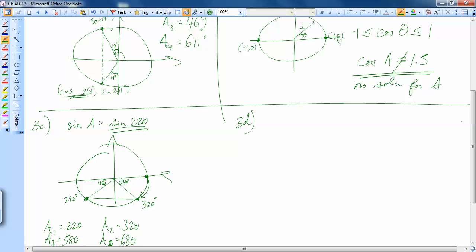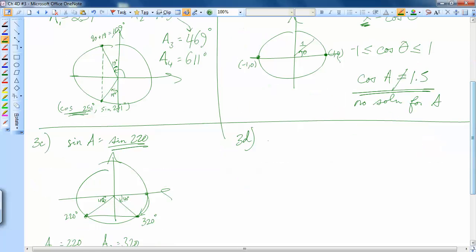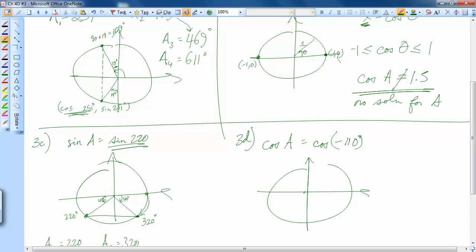Okay, and then 3D says cos A equals cos negative 110. So if we look at negative 110, that would drop us about here. Negative 110. 110 degrees this way. Well, that's the same thing as 360 degrees minus 110. So 360 degrees minus 110 is the same thing as 250 degrees. So really, another way of thinking about this point is 250 degrees. And that's within our range, so that's a good one. So I'm going to say A1 equals 250.